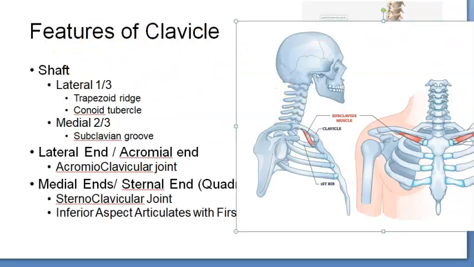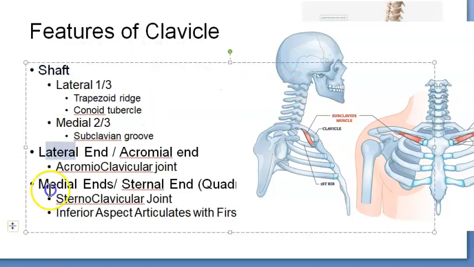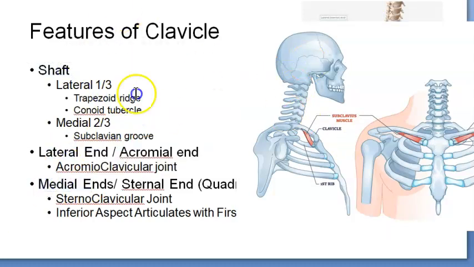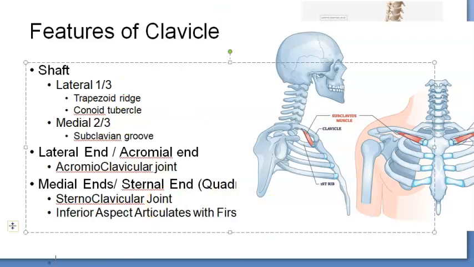See, clavicle, right? The parts that you need to know are shaft, lateral end and medial end. That's all you have to know. Okay. So shaft, where is shaft? This long thing is shaft. Okay. So this is the shaft. Let me use a better color. Hold on. So this is the shaft. So how do you draw clavicle? Like this? Okay. The right side.